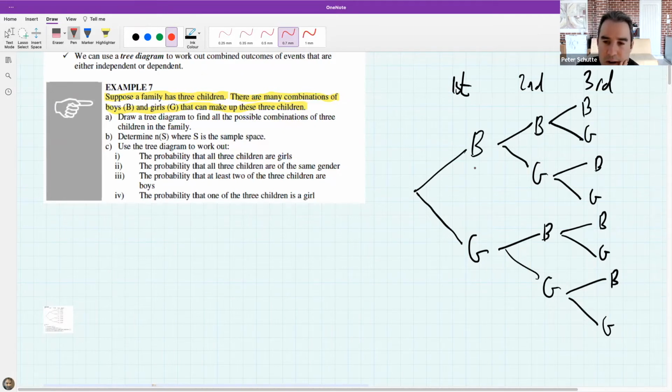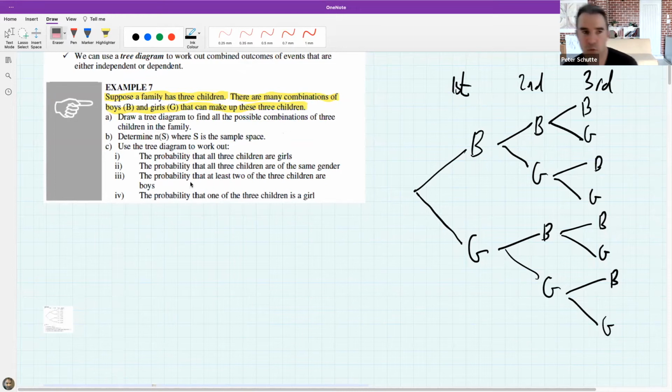So the one possibility is boy, boy, boy. So that's one possibility. You could also have boy, boy, girl. Now, this is assuming that... So how many different ways can you have 3 children if you're looking at this diagram here? It's going to be 8, right? There's 8 different possibilities. If you go down here, 1, 2, 3, 4, 5, 6, 7, 8.